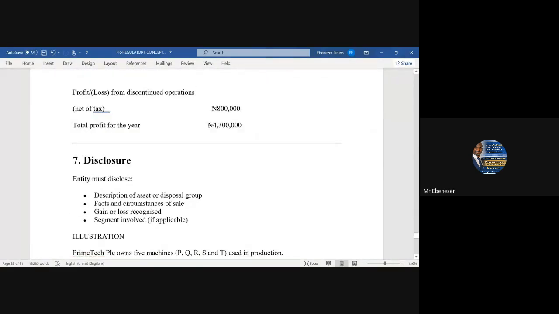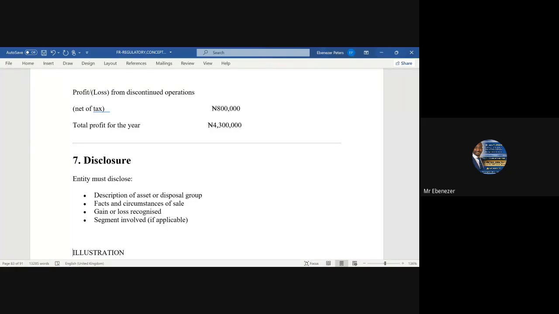Disclosure. Always disclose the type of asset that you are disposing. Very, very important. Whether it is a standalone asset or a disposal group, you must always tell us. You must tell us the circumstances and the facts that surround the sale of the asset. Is it that the asset is no longer giving you economic value? Or is it that management needs money? Or is it that the branch or operation that you are going to discontinue needs to be discontinued for restructuring sake? Any gain or loss that is recognized, you must disclose it. Then you must tell us the segment, division, branch or location that is involved. You must state it in your disclosure note. So those are the main things that you need to know under IFRS 5.